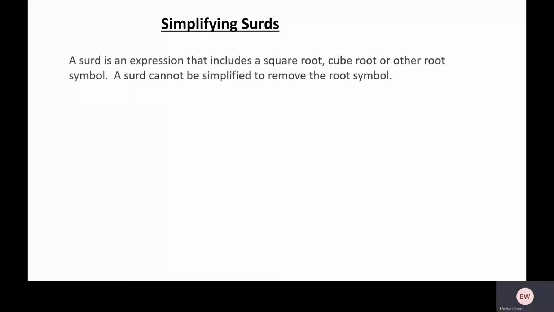A surd is an expression that includes a square root, cube root, or other root symbol. A surd cannot be simplified to remove the root symbol. Let's look at some examples of surds. So we have root 2, root 7, and cube root of 5.